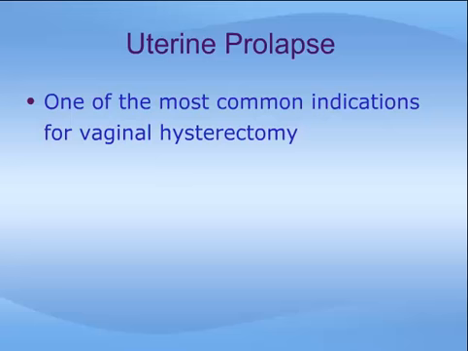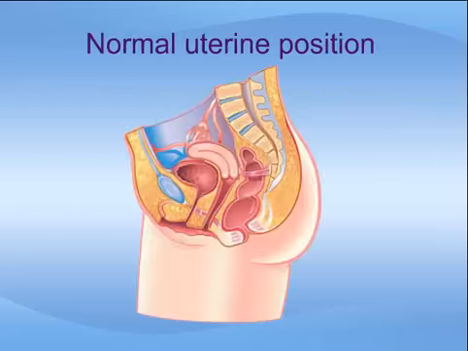Uterine prolapse is one of the most common indications for vaginal hysterectomy. A normally positioned uterus lies on top of the bladder in the standing woman. Although there is normally some movement of the uterus and cervix up and down in the vagina during activities and straining, this movement is checked by certain support systems. These are discussed in detail in a separate module. In this image, the main support structure for the uterus, the uterosacral ligaments, can be clearly seen.